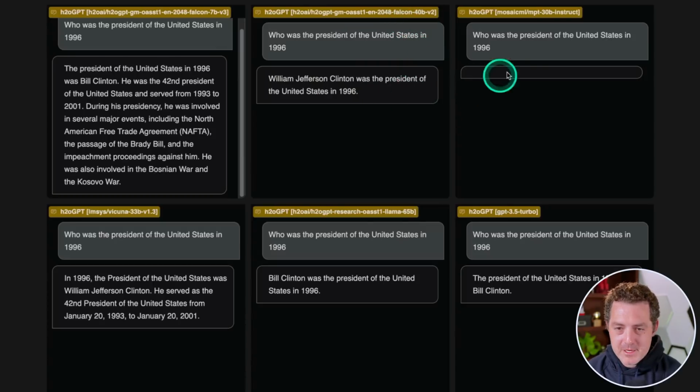No other information. MPT30B instruct did not output anything again. So that might not be a reflection of the model. That just might be H2OGPT's implementation of it, but that's still a failure. Vicuna33B, that is a pass. LLaMA65B, that's a pass. And of course, GPT3.5, that is a pass. So all passes except MPT30B.